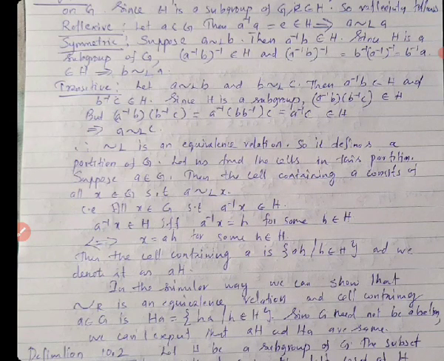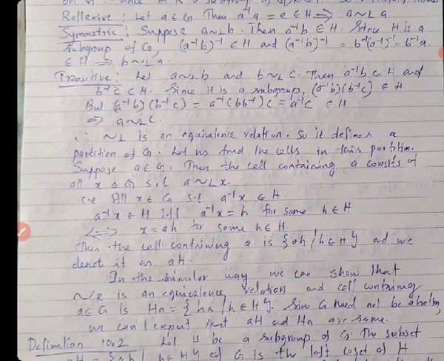So we can definitely define a partition of G. Okay, now the question is what are the cells, or what are the equivalence classes with respect to this equivalence relation. So let us find the cells in this partition.